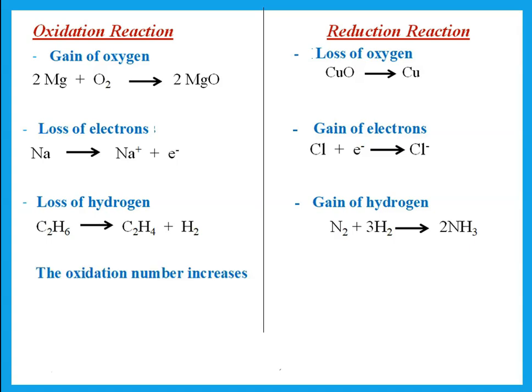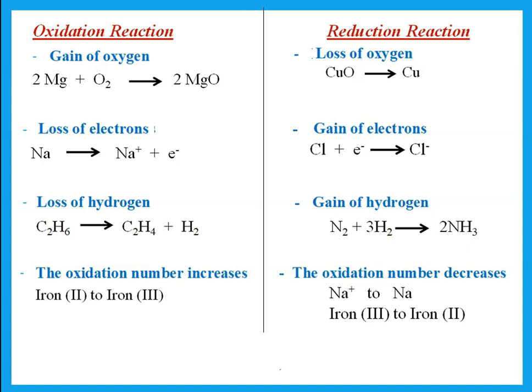Now, another definition involves oxidation number. Oxidation is the increase in oxidation number. You should know that oxidation number is actually the charge on the atom. So if I have iron 2 or Fe2+, we say that its oxidation number is +2. If that changes to iron 3, that is Fe3+, that means that the charge has increased from +2 to +3, that is oxidation.